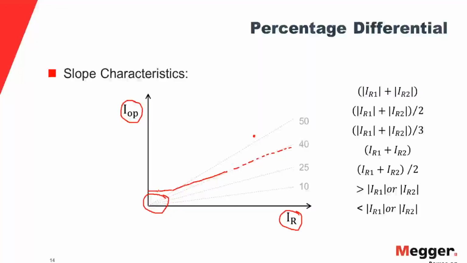Okay? And if you look at overall, you'll have multiple slopes for the differential function. So that's why, or this is the basic for using multiple slope on a percentage differential. I hope that answered the question. Perfect.